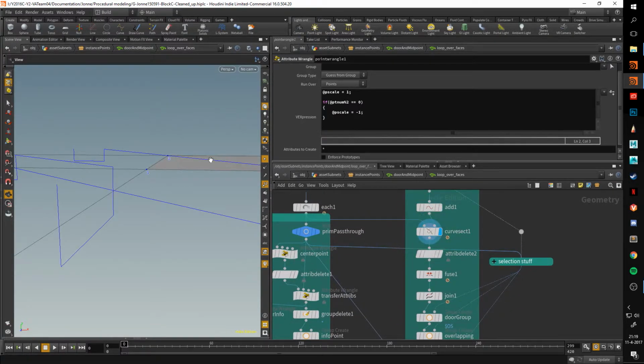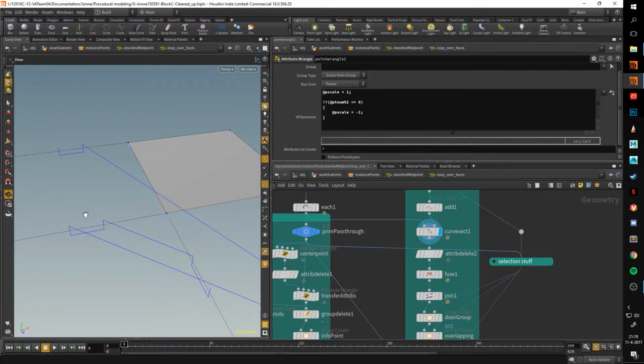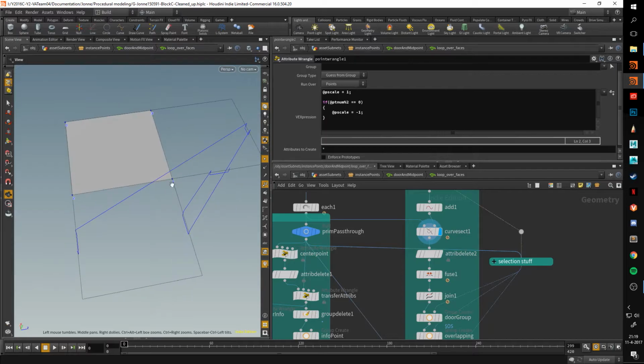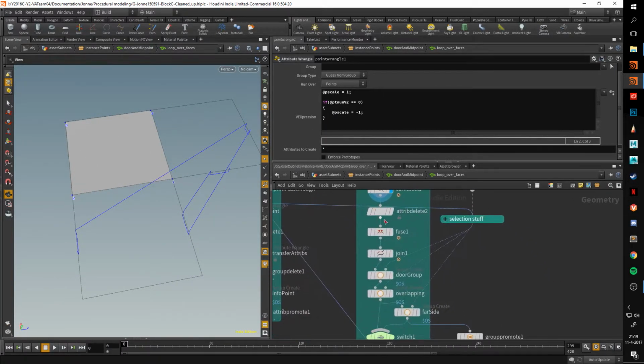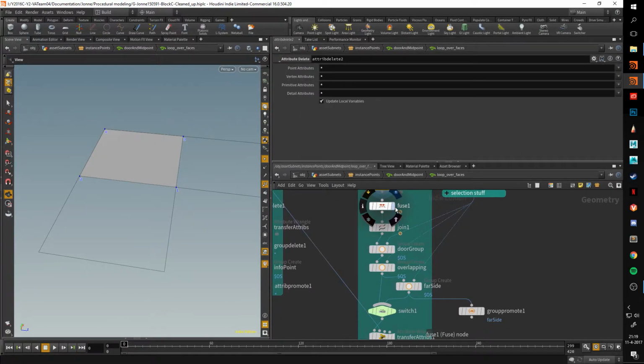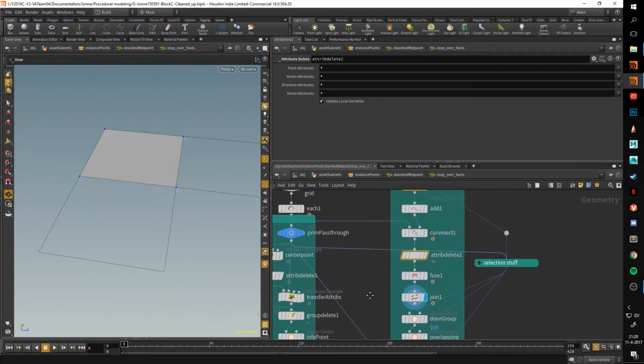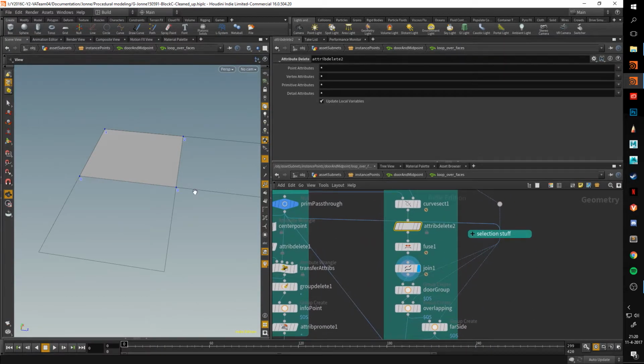So the curve sec node is a pretty simple node. It takes input geometry and looks for intersection with curves. In this case, we have the middle center primitive here. So what I do here is I just delete some attributes, fuse occasional points, and we can join it. This part is mostly to make sure that all the primitives fit together.